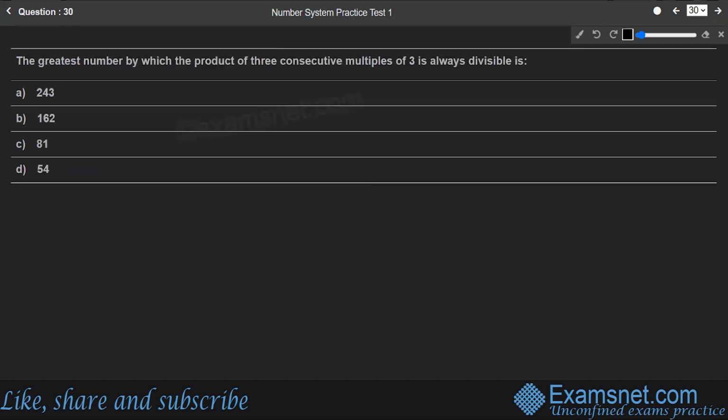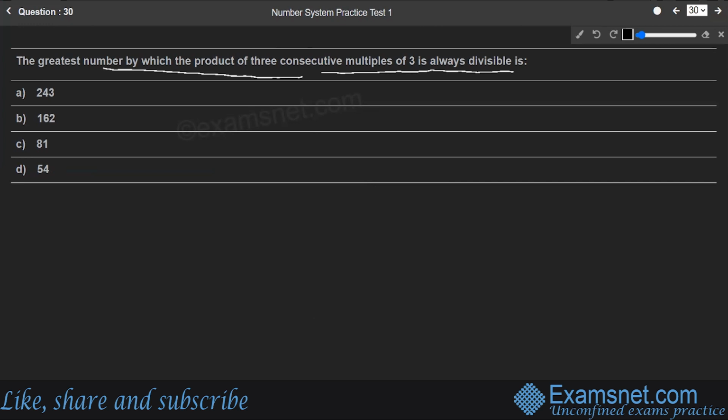Now, the greatest number by which the product of three consecutive multiples of 3 is always divisible is. In this type of situation, we first try to make the numbers, and as he has asked for consecutive numbers, we have to take care of that completely. Okay, the greatest number by which the product of three consecutive multiples of 3.